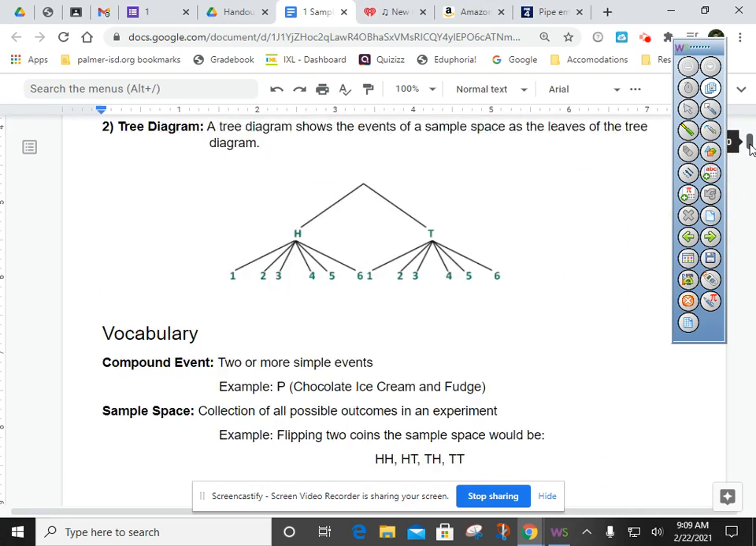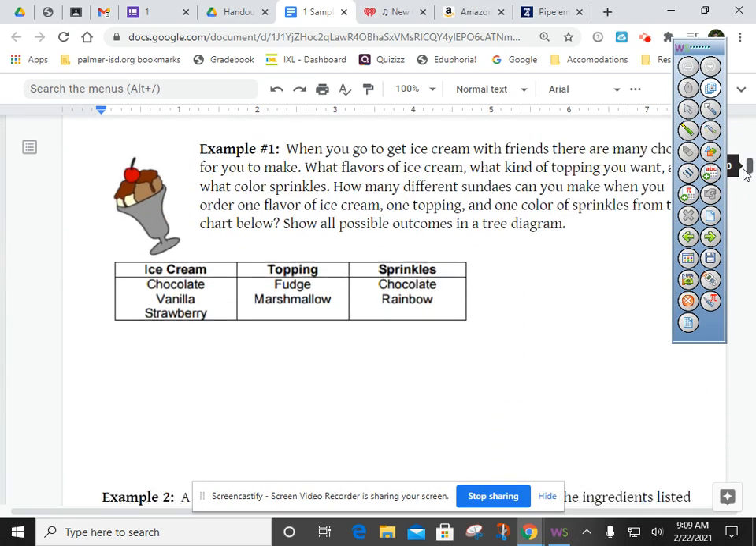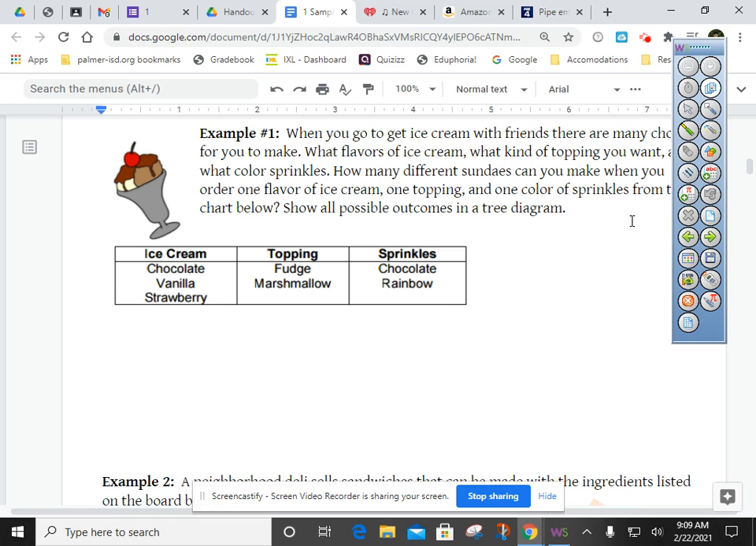Okay, we're gonna move on though to this right here. Example 1. When you go get ice cream with friends, there are many choices.